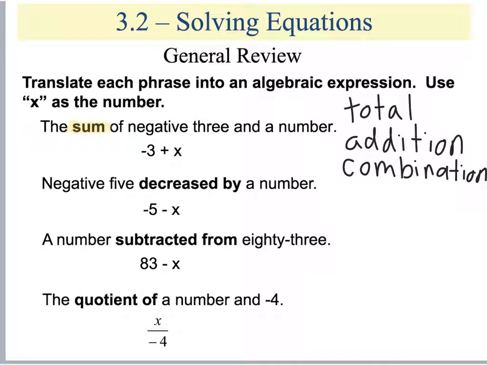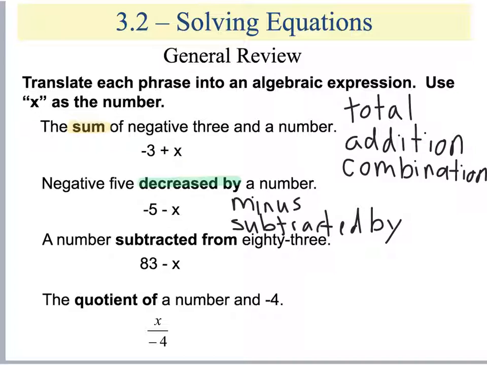The next one that we have is -5 decreased by a number. And so that decreased by a number could be -5 minus a number, or subtracted by. There's a few others, but there's some examples for you.